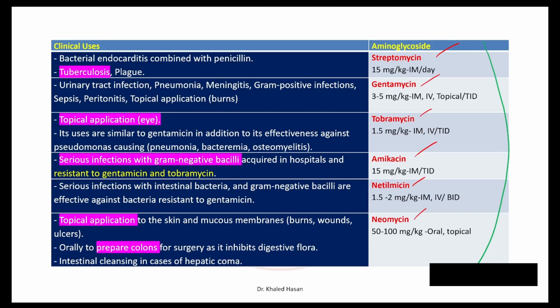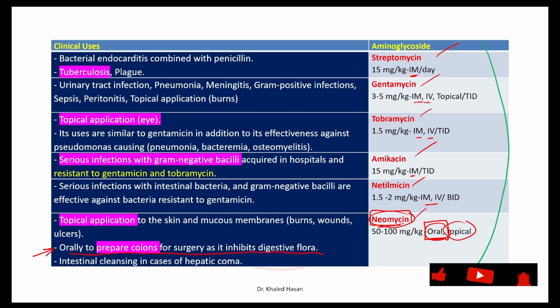For us to remember, you can see here intramuscular, IV, intramuscular, IV, and we have neomycin oral, or topical. So the question is, which of these aminoglycosides are applicable to prescribe to your patient orally? We have neomycin. What is the purpose of prescribing neomycin? As you can see here, we prescribe neomycin orally to prepare the colon for surgery and inhibit digestive flora.